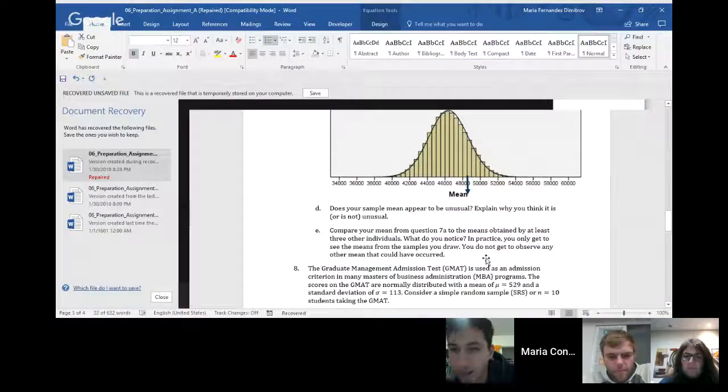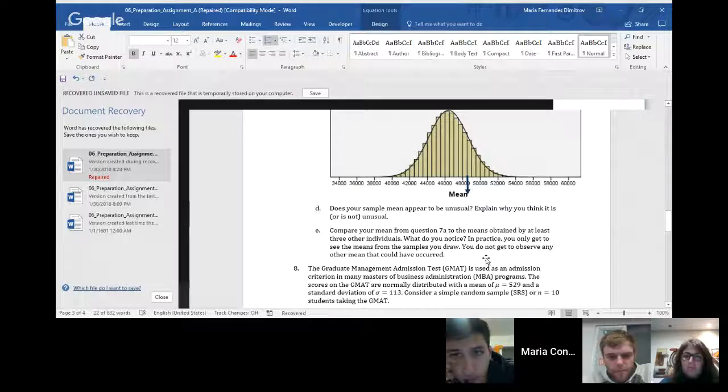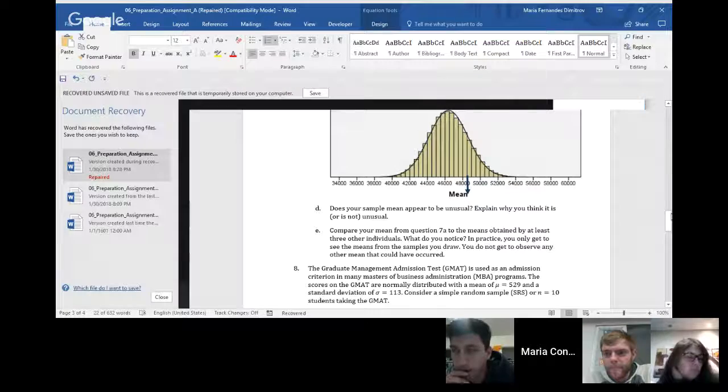Right. But for C, it's asking, does your sample mean appear to be unusual? It's a little bit unusual because it's more to the right than you would think it would be. But that's just because you used a small sample of 5. Right. Okay. The bigger the sample, the more accurate the mean is. I don't know if that is well said. The bigger the sample, the narrower the distribution of the mean is going to get. Yes, narrower. It's going to become more normal.